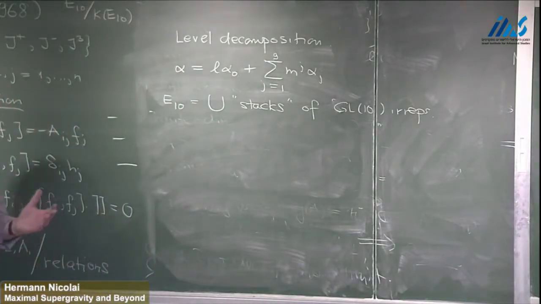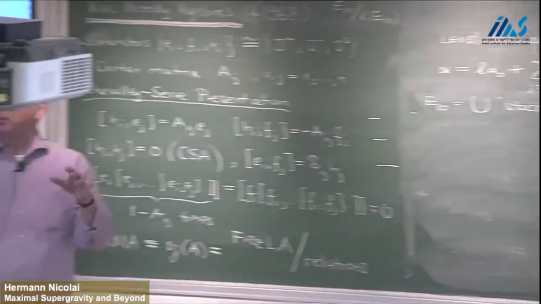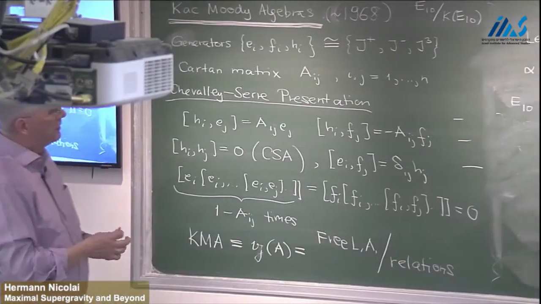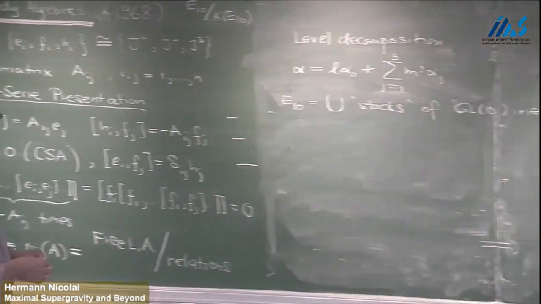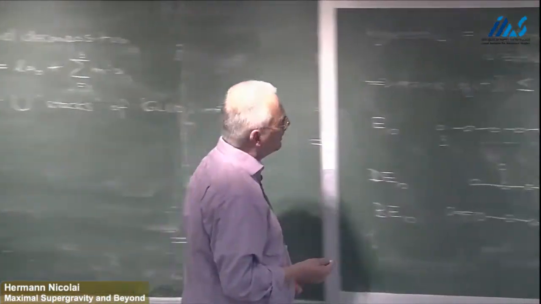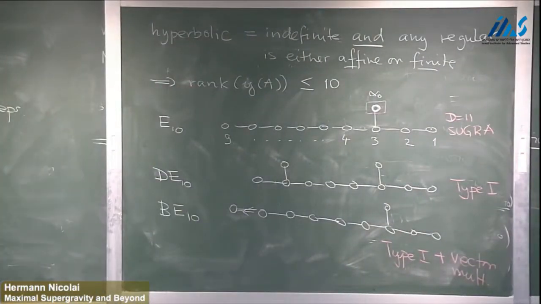So this is one way to approach it, to get a good feeling for exceptional groups: you take the exceptional group and decompose it into representations of some subgroup that you know and understand better. For example, E8 in terms of its SO16 is just the adjoint of SO16 plus a spinor. So that's something one understands. This is similar.